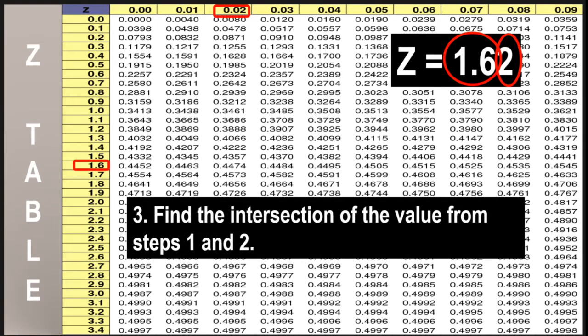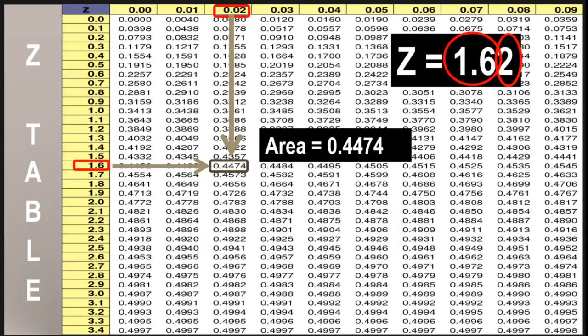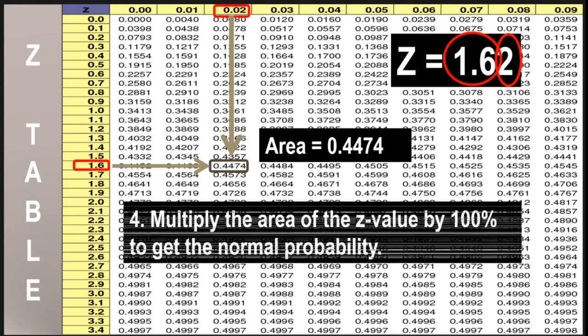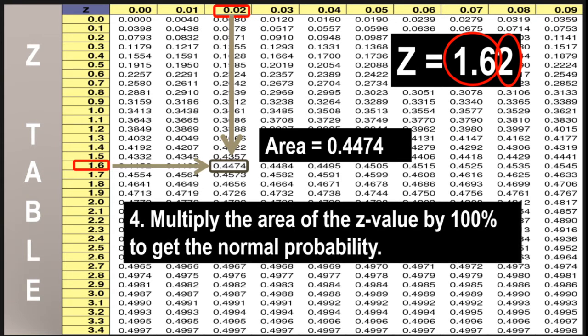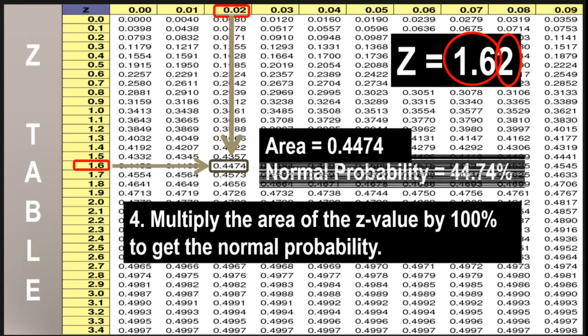The third step is to find the intersection of the values from step 1 and 2. So the intersection here is 0.4474. This is already the area between the given z value and the mean. To find the normal probability, just multiply the area by 100%. So the normal probability of 1.62 is 44.74%. Did you get it? If you are able to remember this, we will use it later.